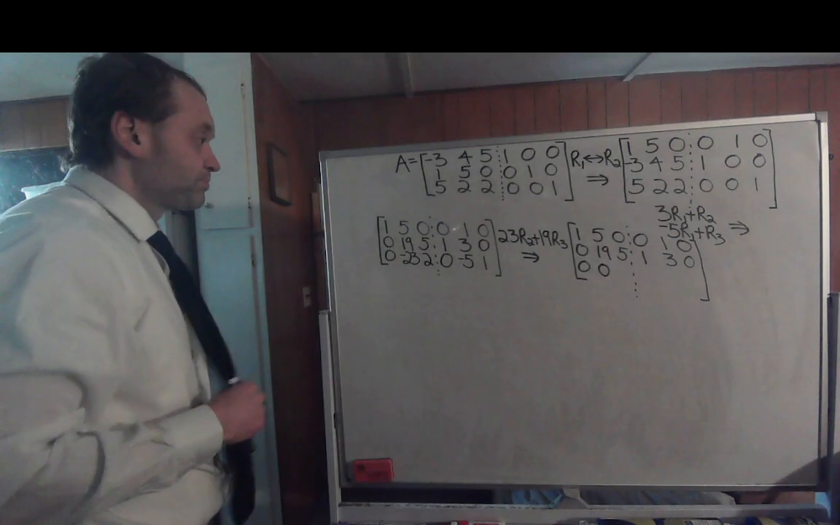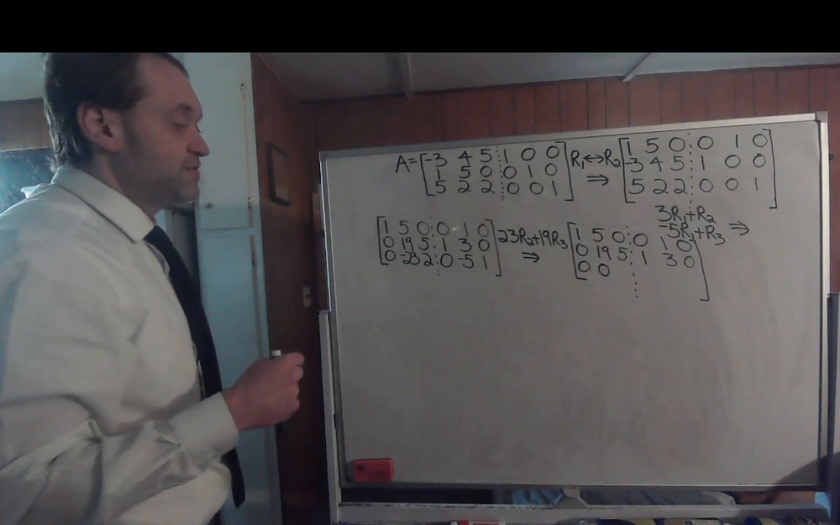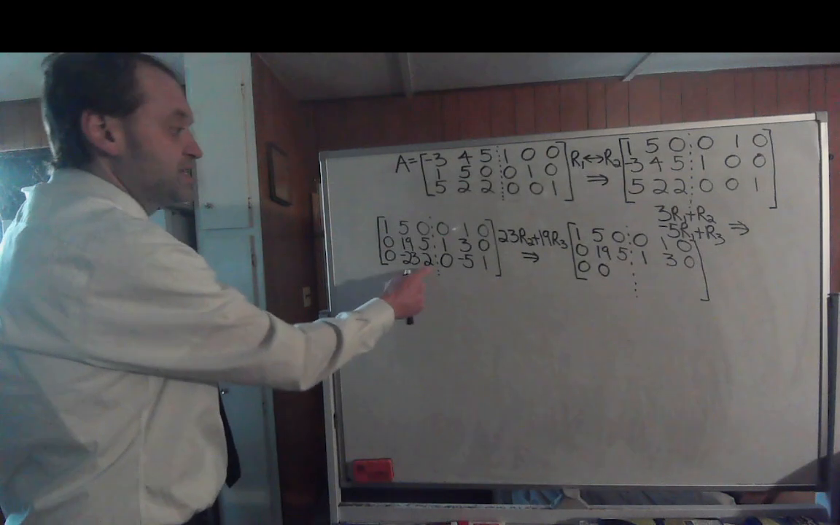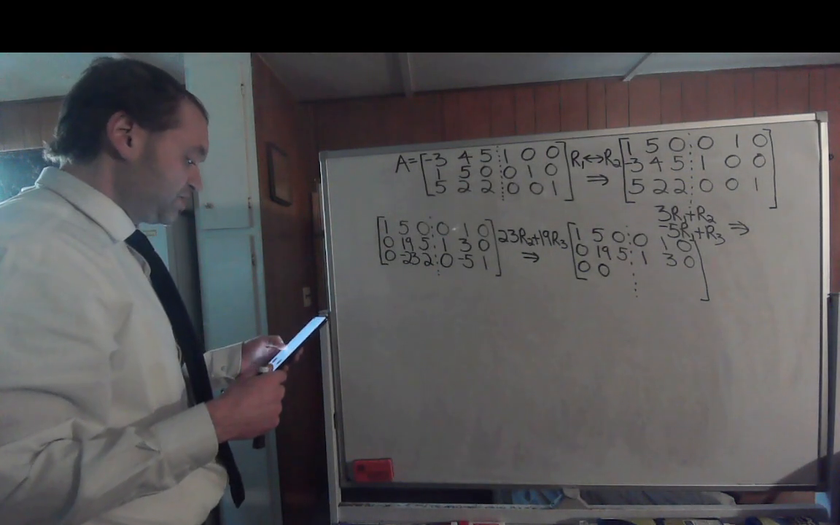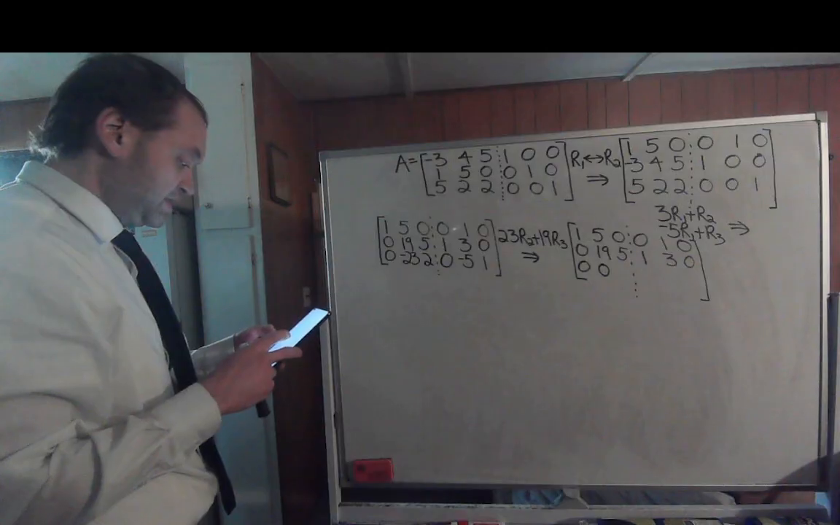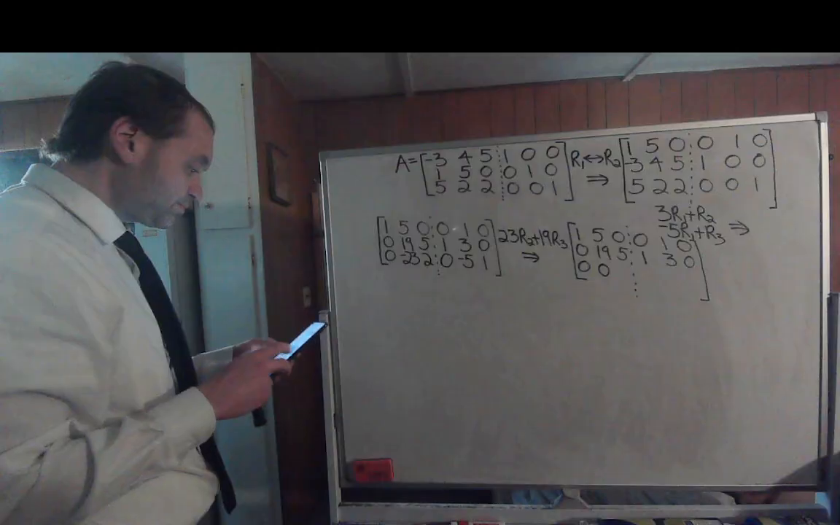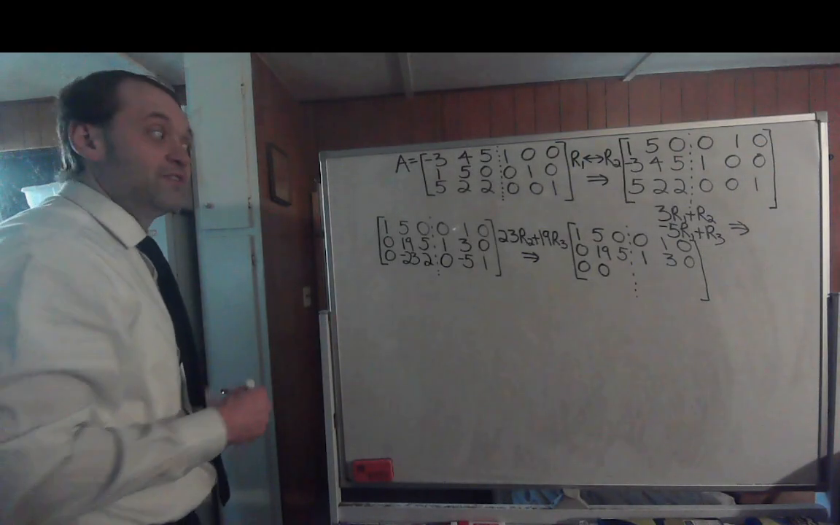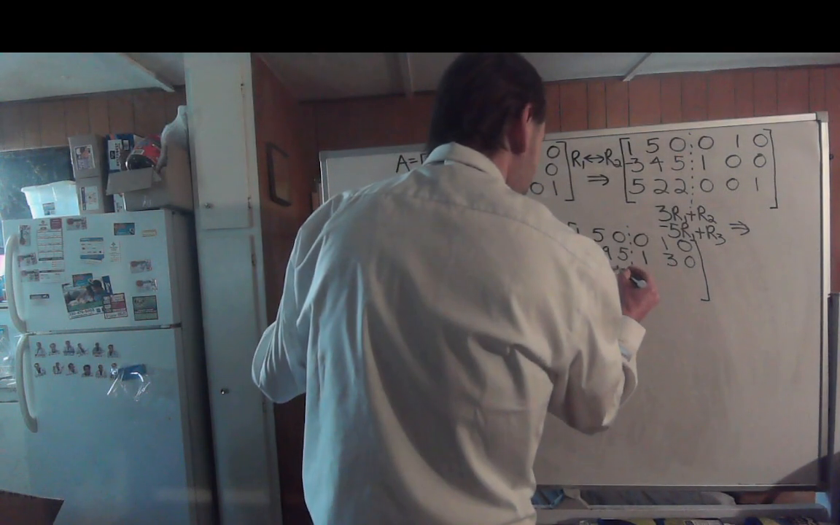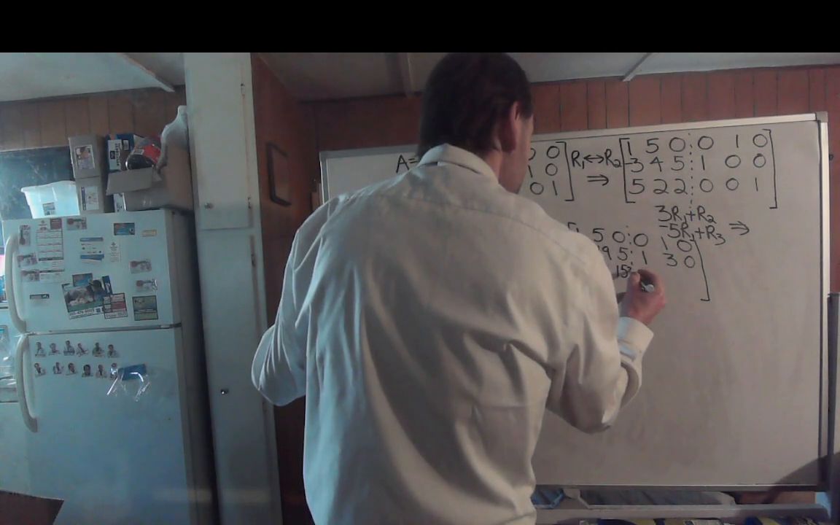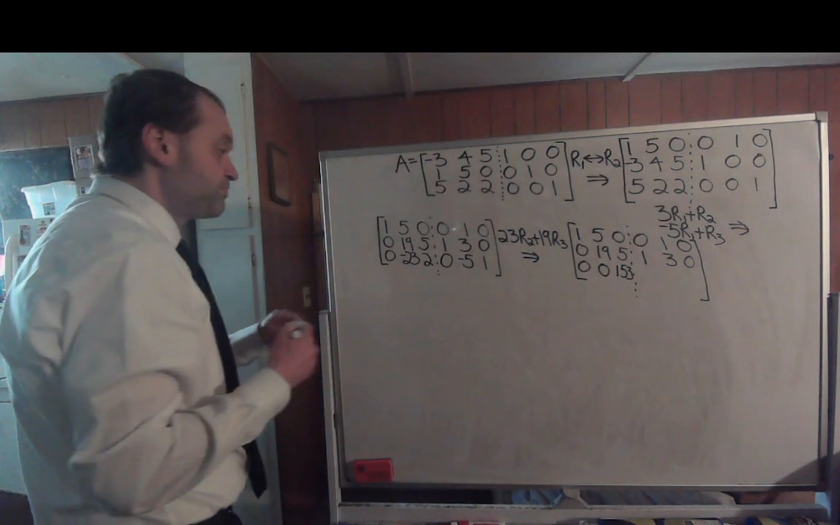Okay. 23 times 5 is 115 plus 19 times 2 is 38. So we need to figure out 115 plus 38. That would give you 153. Awful. It's just awful. Alright.